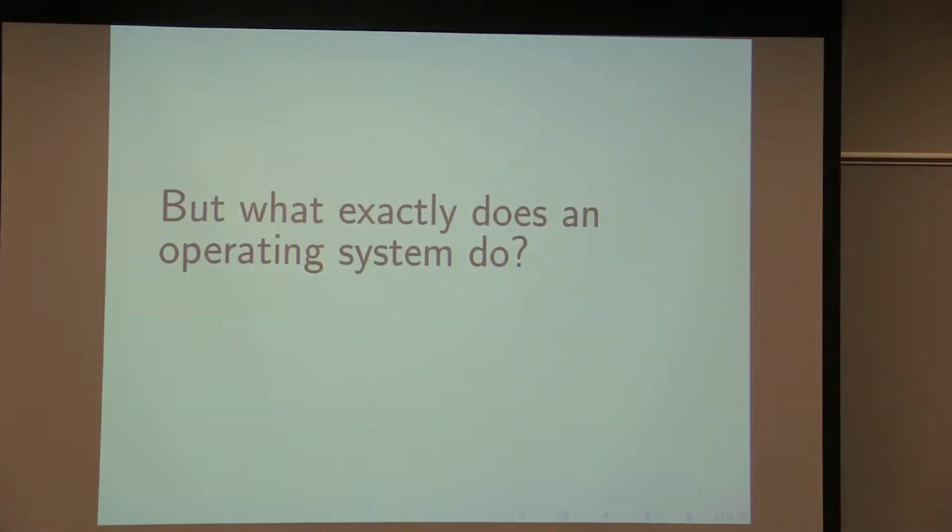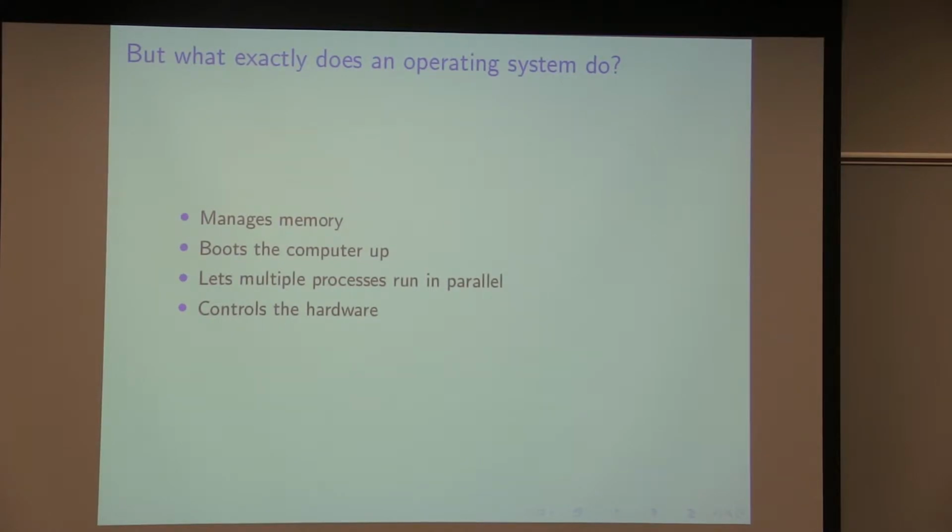Okay, but what exactly does an operating system do? An operating system will manage the memory of your computer. It'll control how processes get to use the RAM, the physical memory of your computer, and it'll also control how memory is allocated in processes. So whenever you malloc, the operating system will take care of that and figure out where to put that memory.